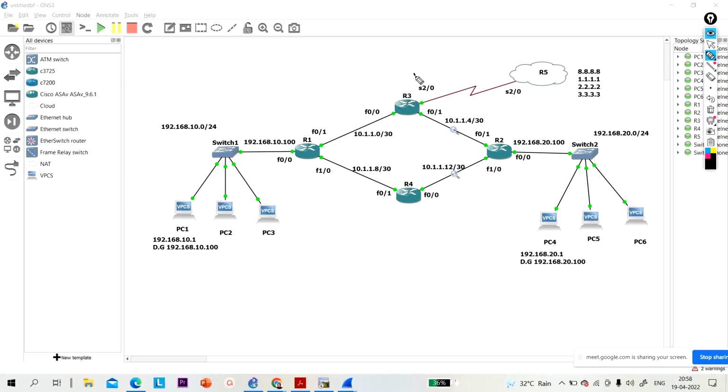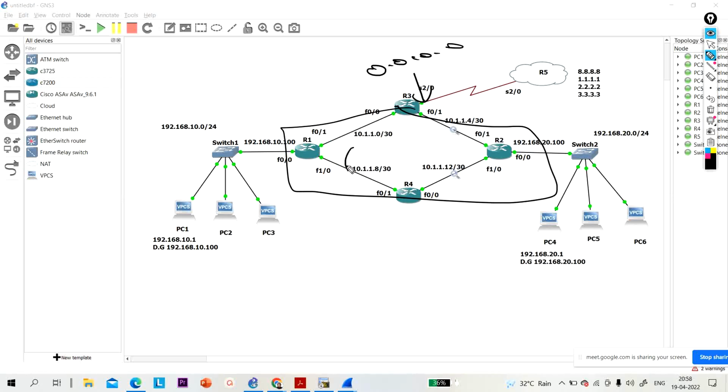So here we need to configure 0.0.0.0, and in this network I will not configure a static route after today. After today I will configure dynamic routing. From tomorrow I will configure dynamic routing, but I hope static routing is clear to everyone. Now you know how to configure a static route and how a static route works.